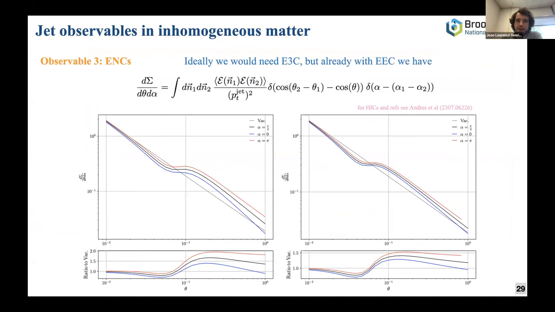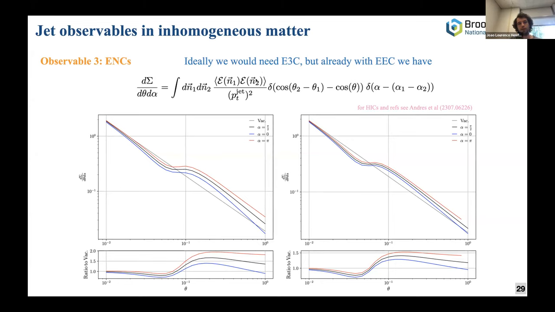I didn't have time to fully explain how this observable is constructed. The way this is done is by defining this operator, and this operator is proportional to, so it depends directly on, the energy momentum tensor. You are just looking at the energy flow at infinity going through some sphere. Imagine you have some sphere, and you look at the energy that flows through this sphere when you take the radius to infinity. This is what this object is measuring.